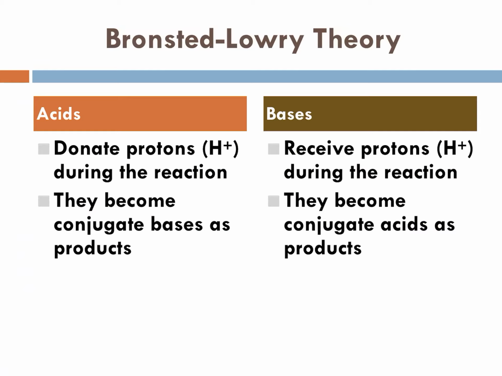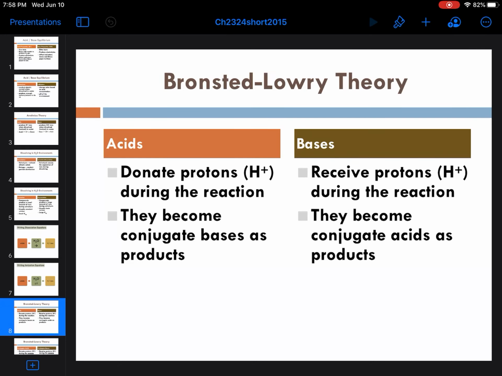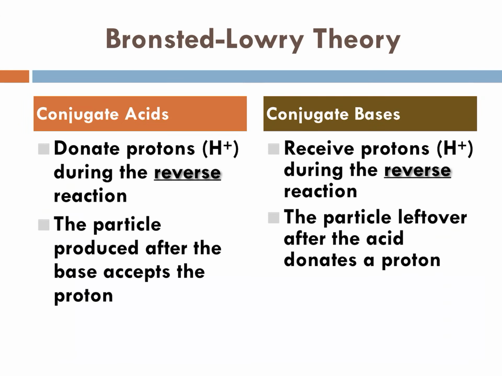So if we compare reactants to products, the product that the acid becomes will have 1 less H+ in the formula, and the product that the base becomes will have 1 more H+ in the formula. And the product that the acid becomes we call a conjugate base. So acids become conjugate bases during the reaction, and bases become conjugate acids during a reaction. Okay. So a little bit of definition.